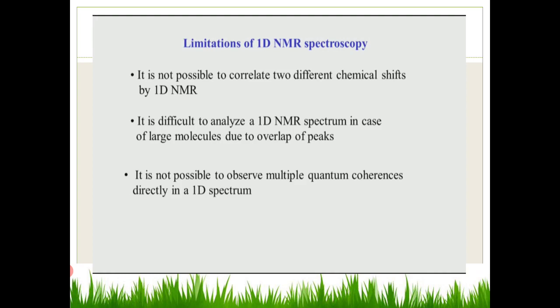It is not possible to observe multiple quantum coherences directly in a 1D spectrum. The multiple quantum coherence you must have learned in theory; it is quantum mechanical. So these are three important limitations of 1D NMR spectroscopy. We'll discuss 2D NMR in the next class. Thank you.